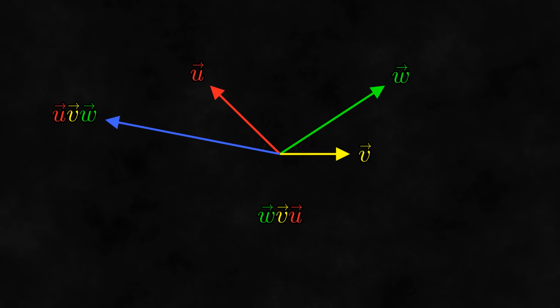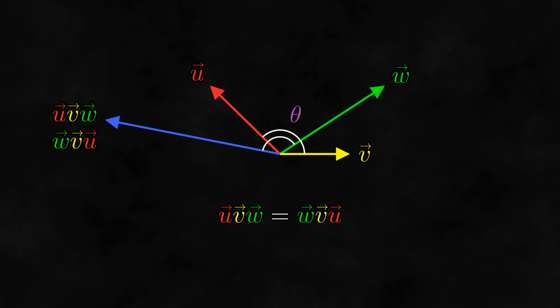What would happen if we reversed this product? What vector does this produce? Well, this is still the product of three vectors, so we can do the same thing as before. In this case, we are rotating w by the angle from v to u. This produces the same vector as uvw. So here, we see that uvw equals wvu.